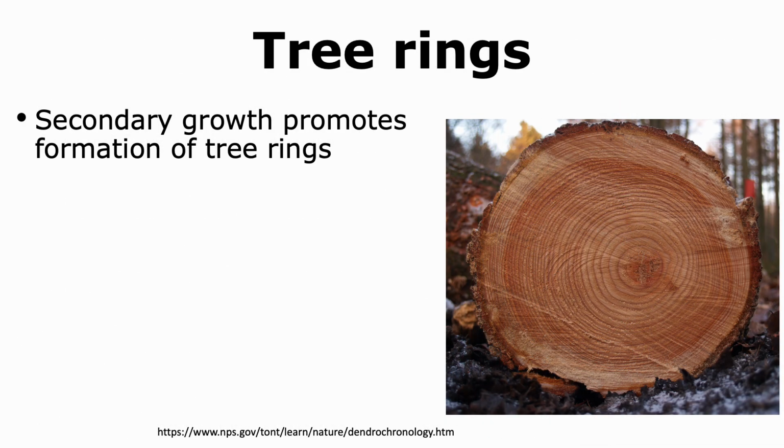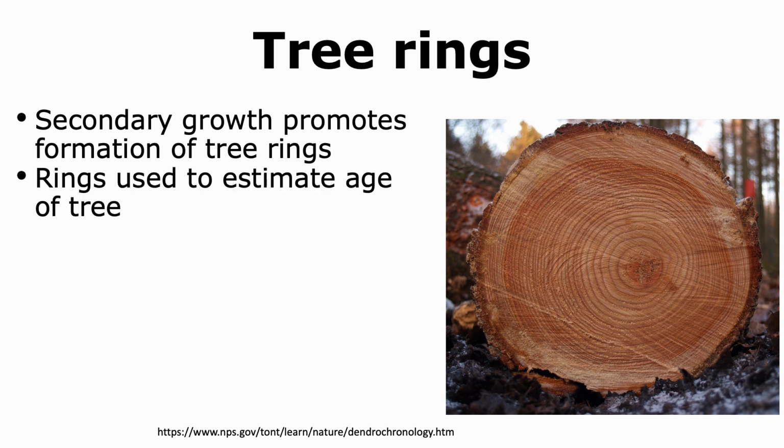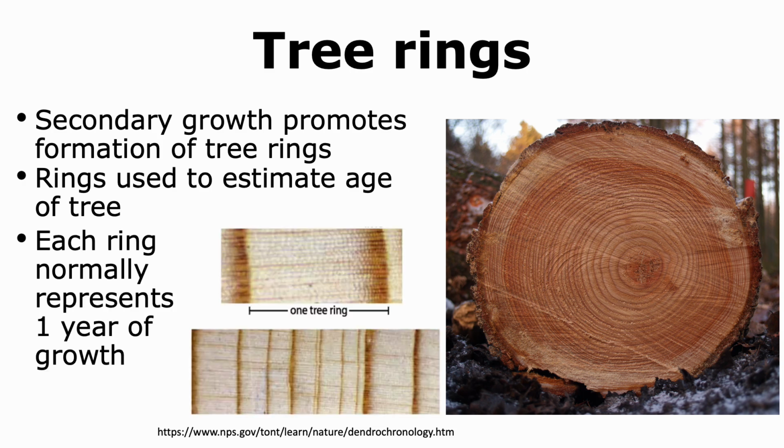Secondary growth promotes the formation of tree rings, which can be seen on the trunks of trees. These rings can be used to estimate the age of the tree. Each ring normally represents 1 year of growth, and thus, by counting the number of tree rings, the age of the tree can be estimated. This is the basis of dendrochronology.